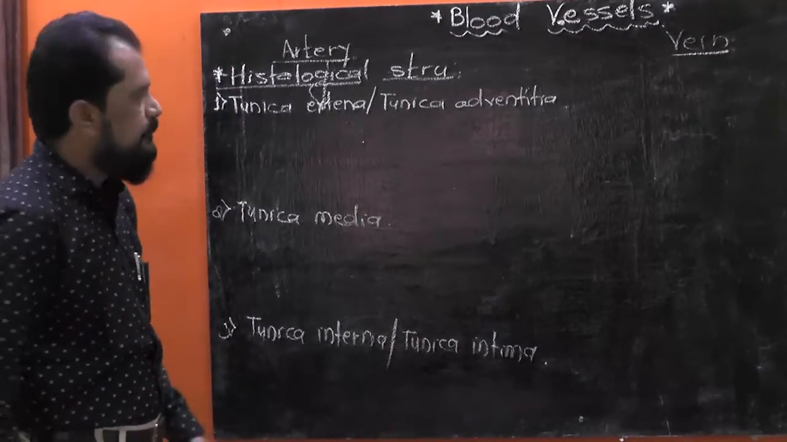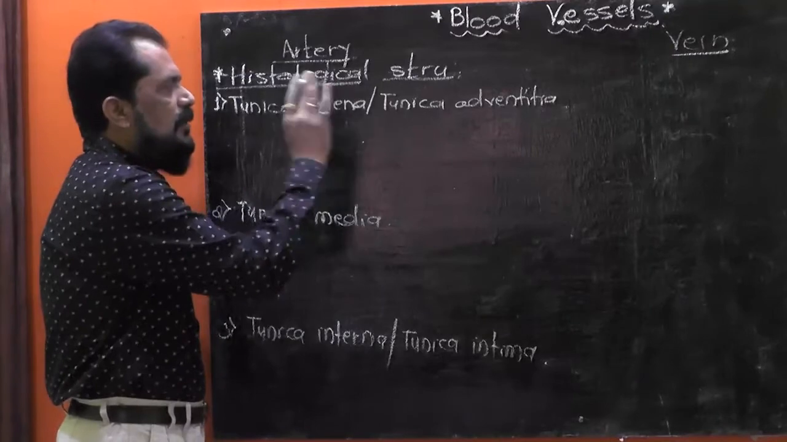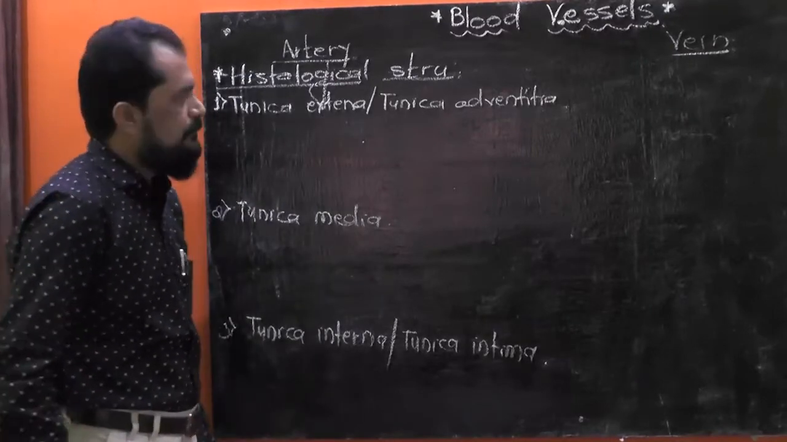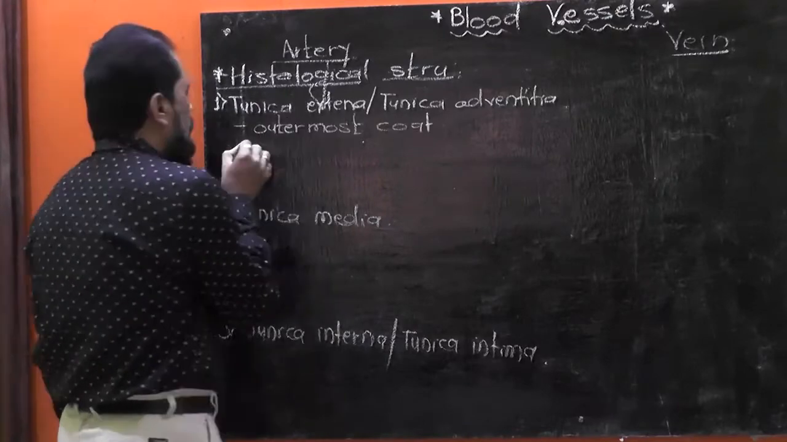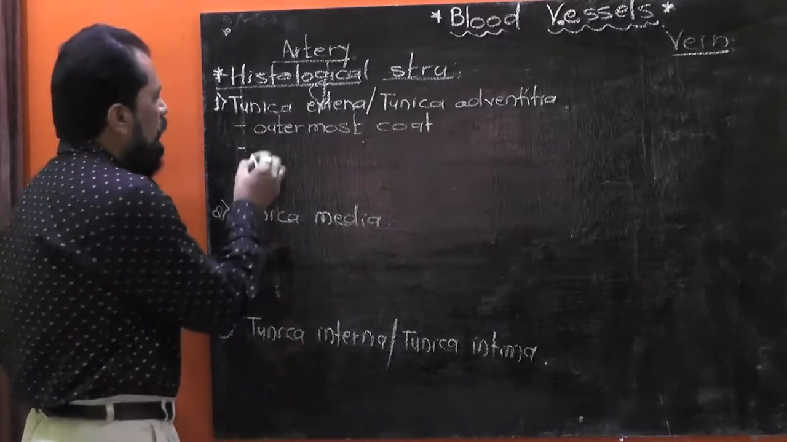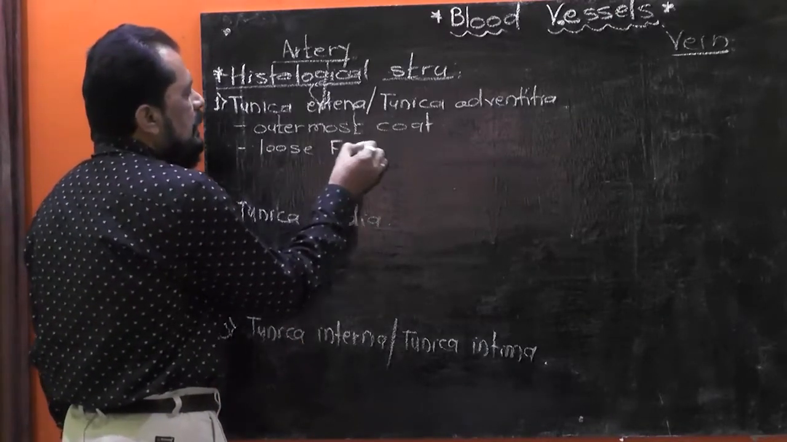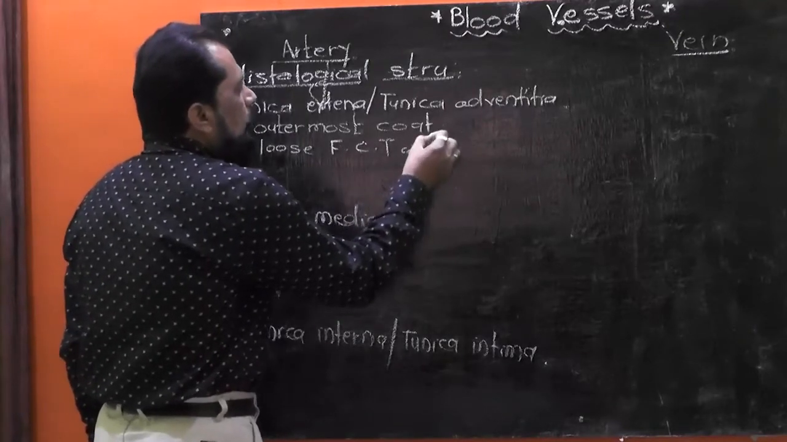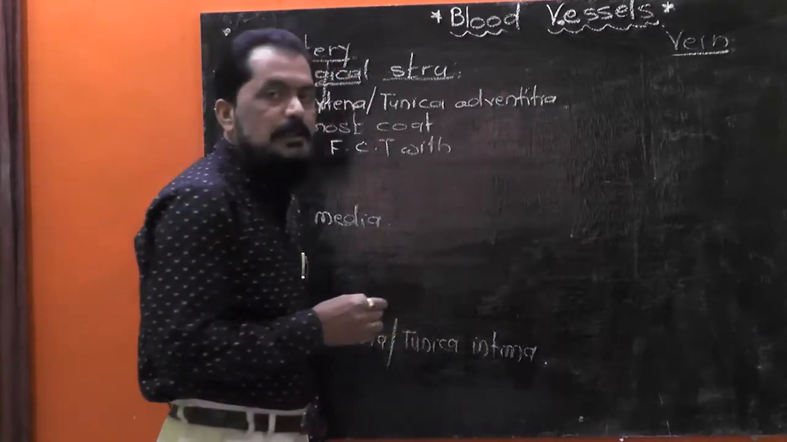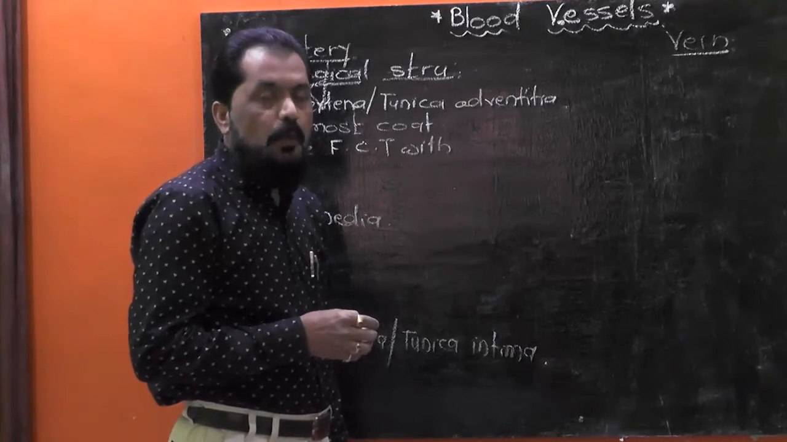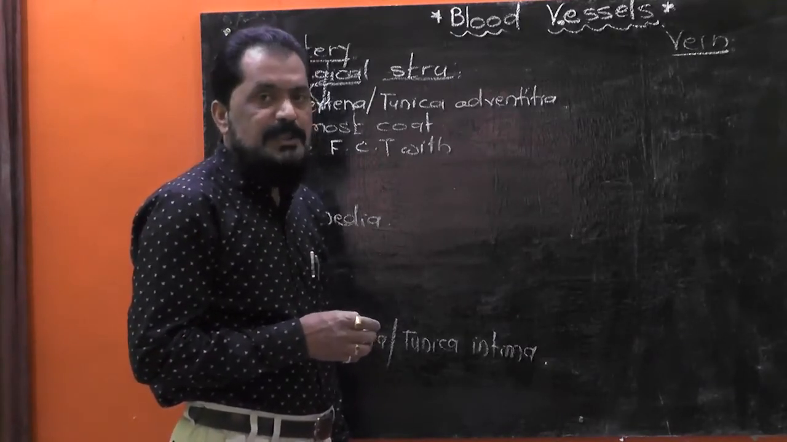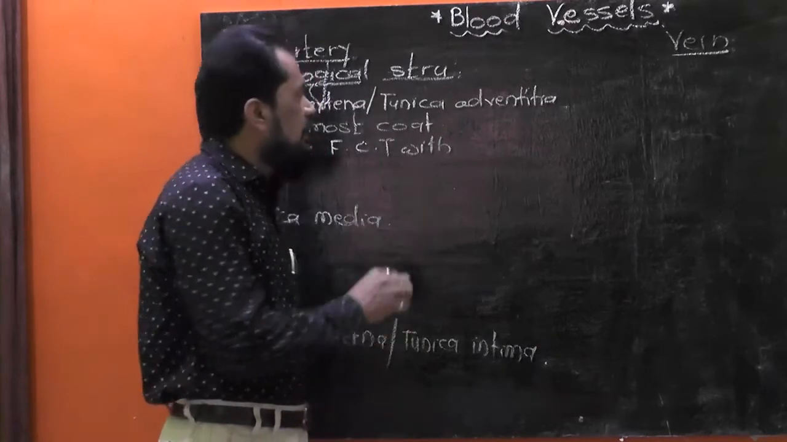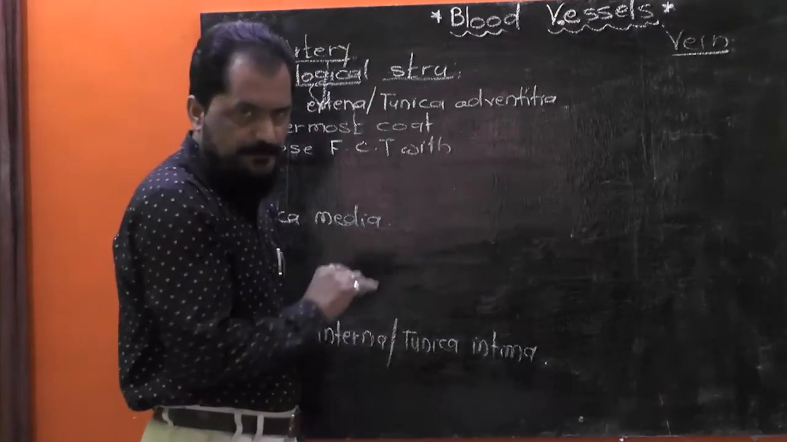Let us talk. First, tunica externa or tunica adventitia. It is the outermost coat and it is made up of loose fibrous connective tissue with white and yellow fibers, that is collagen fibers and elastic fibers present longitudinally in the wall of artery.